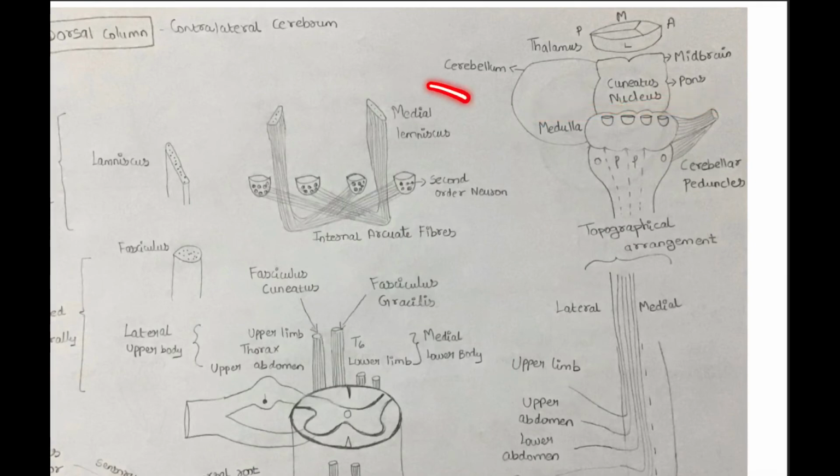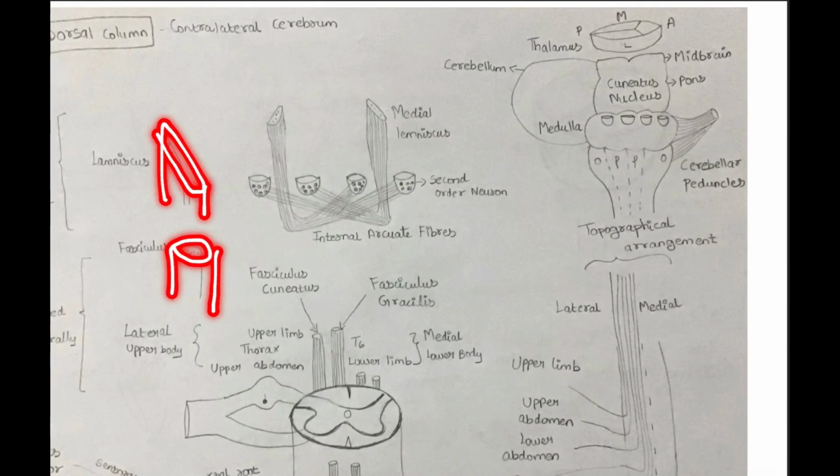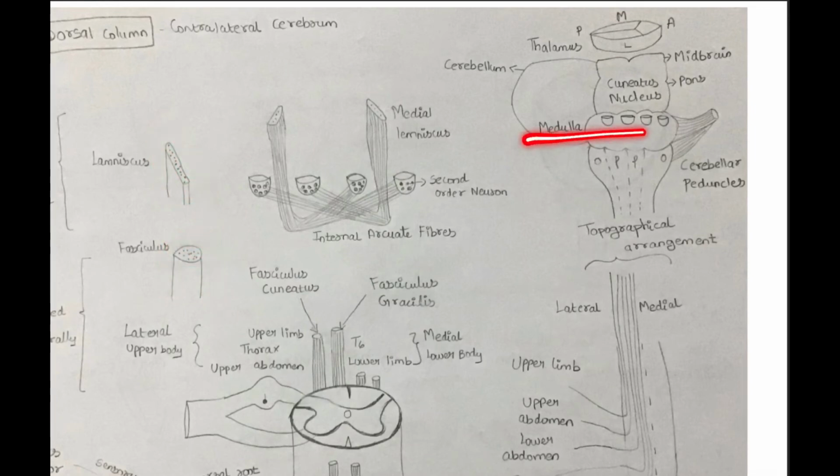How will you identify lemniscus and fasciculus? It is identified by the shape. Fasciculus has a round shape and lemniscus has a rectangular shape. If you cut in this section, you will see the fasciculus structure, and if you cut above the nucleus, you will see the lemniscus, this structure.